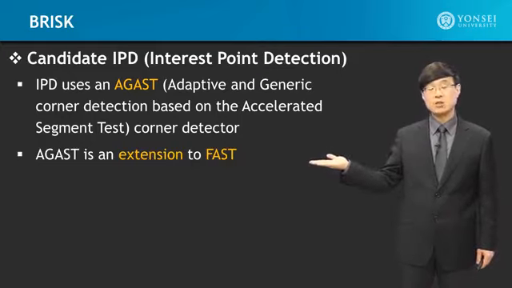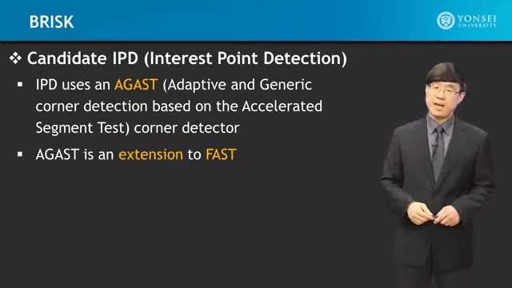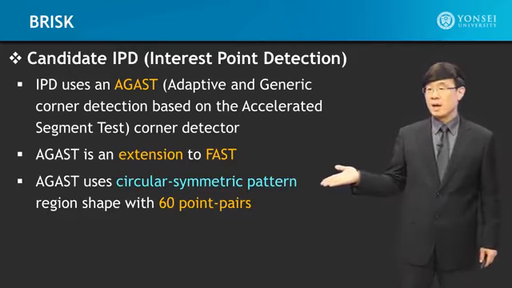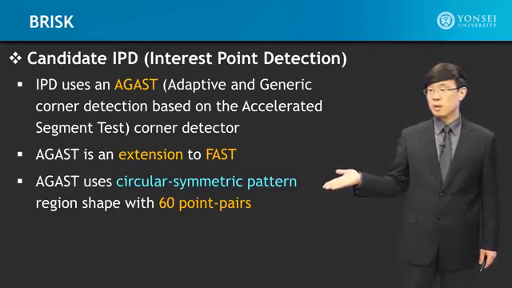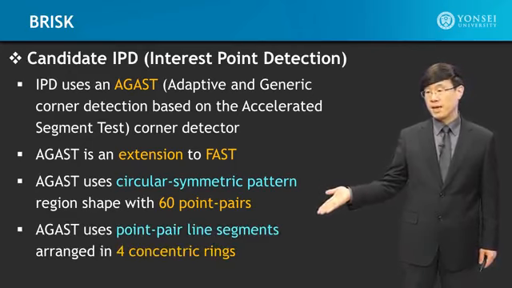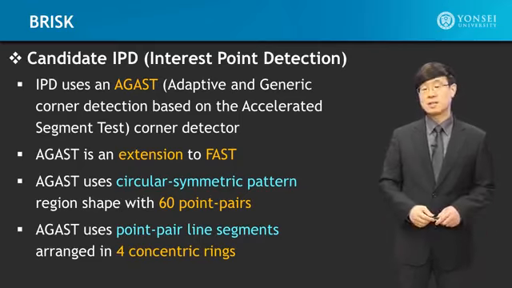AGAST is an extension to FAST, so it's an improved FAST mechanism. AGAST uses circular symmetric pattern region shapes with 60 point pairs. AGAST uses point pair line assignments arranged in 4 concentric rings.